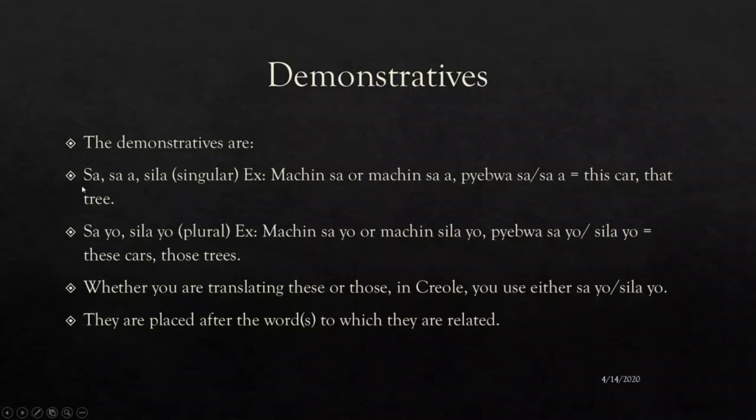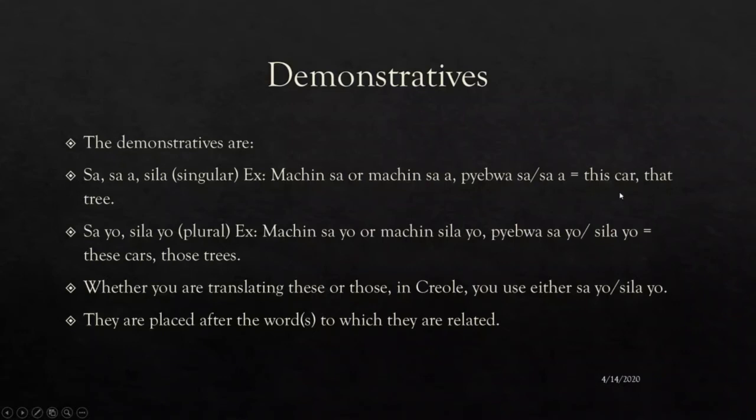Like American people say pants, British would say trousers. So some people would say sa, some people would say sila. It's kind of the same. Machine sa, this car, or machine sila. Pied sa, that tree, or pied sila. I just said sa and sila, so it depends on what you want to say. They are both the same.